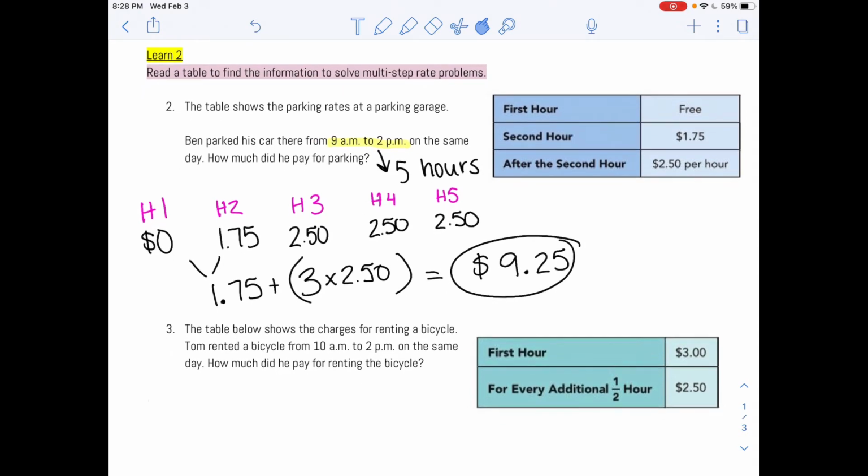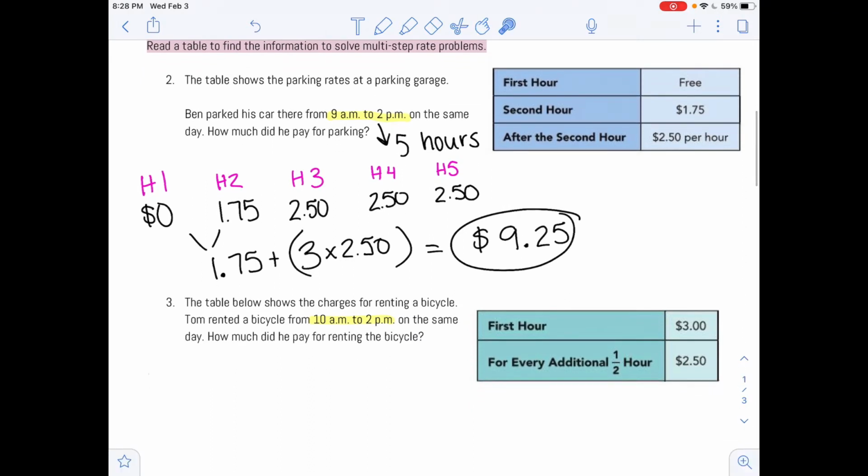Looking at problem 3, continuing to use a table given to us to find the amount paid for a situation. The table below shows the charges for renting a bicycle. Tom rented a bicycle from 10 a.m. to 2 p.m. on the same day. How much did he pay for renting the bicycle?